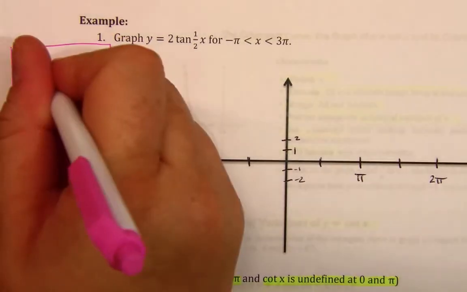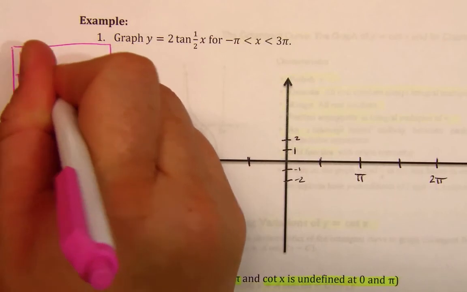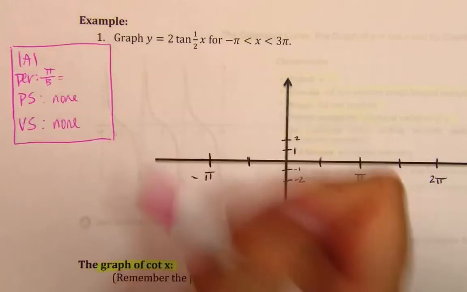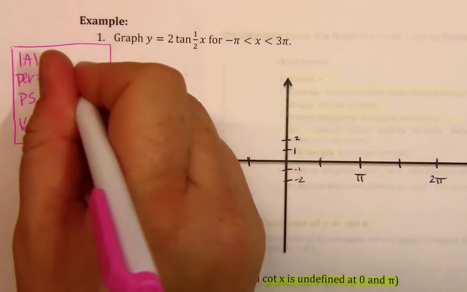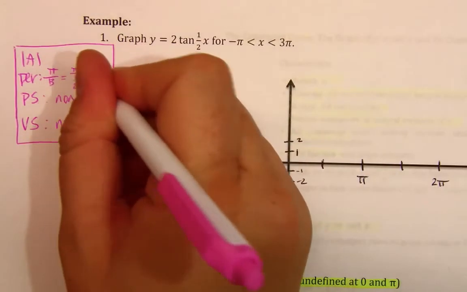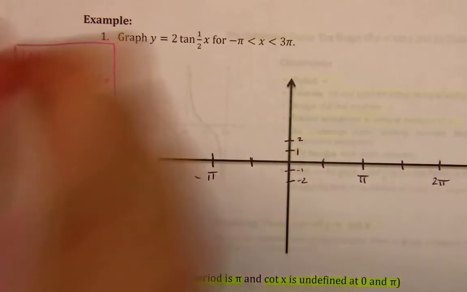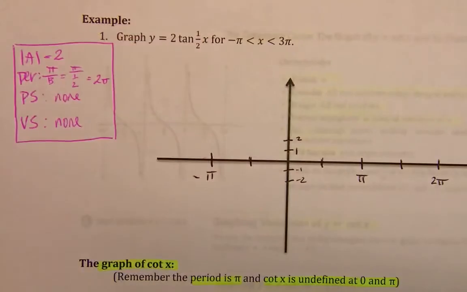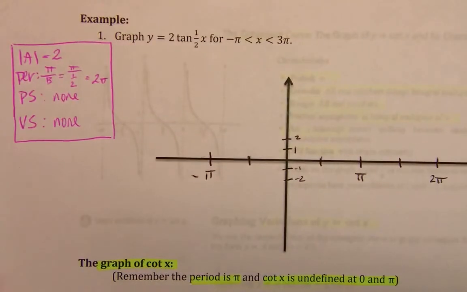Now our period, remember for tangent it's pi over b, not 2 pi. So in this case, our b is 1/2. So pi over 1/2 gives us 2 pi. And our amplitude is 2. So we're going to go ahead and graph.